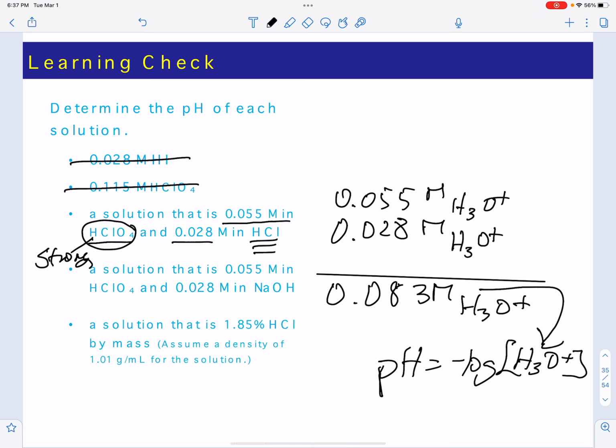So the hydronium concentration is additive. Any strong acid is going to be producing hydronium. We don't care where the hydronium is coming from. We just care that we have that much hydronium altogether inside that solution. What about the next one?